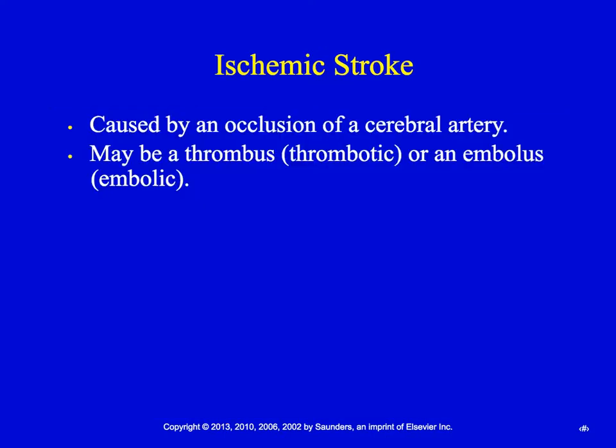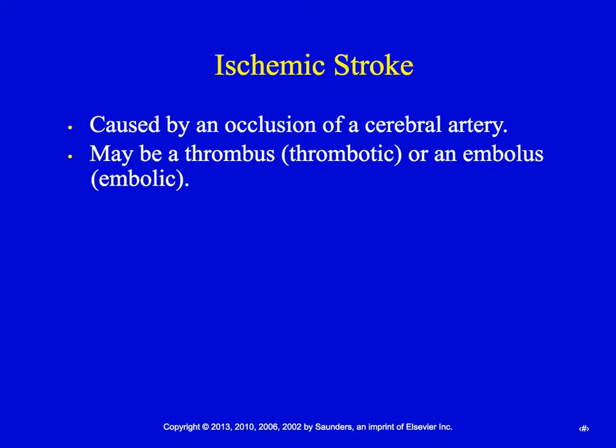So this is explaining the ischemic stroke. Again, it's a clot in one of the cerebral arteries. A thrombus just means that it's a clot that has accumulated up there, perhaps from atherosclerosis and plaque buildup. An embolus means that it's a clot that has traveled from somewhere else in the body up to the brain and blocked a cerebral artery.